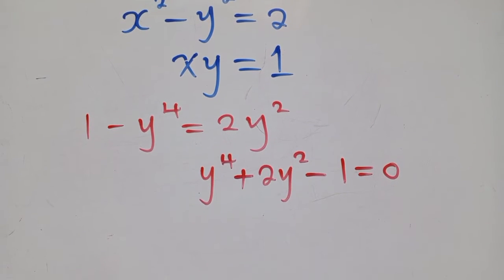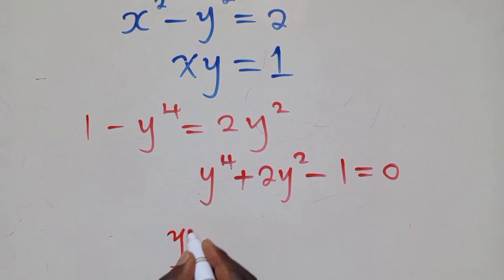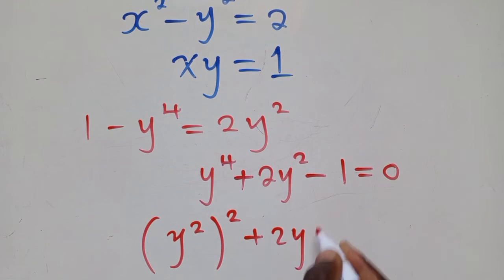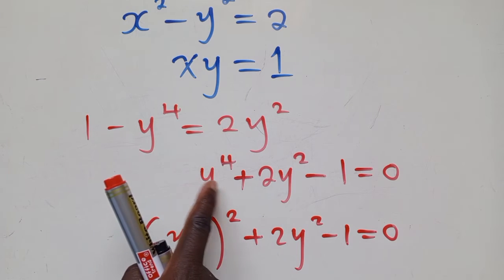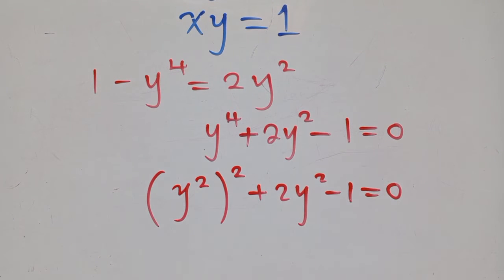Okay, so now to solve here, I'm going to rewrite this as (y^2)^2 + 2y^2 - 1 = 0. Of course, I know that (y^2)^2 is the same as y^4 using the laws of indices. So now I can say let, any letter of your choice, I'll say k equal to y^2. So my k is equal to y^2.